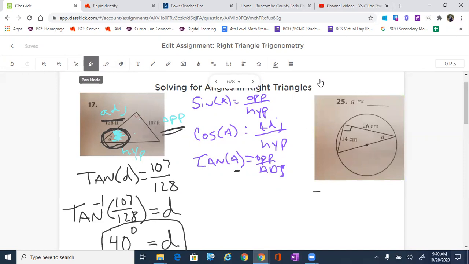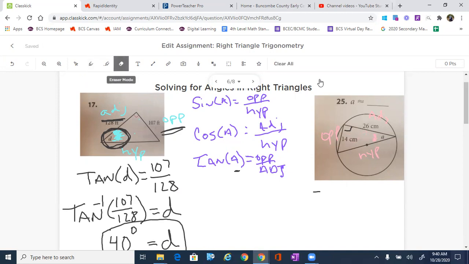Now I label my sides, and I'm going to shade my angle and label my sides. So let's do that. I'm looking for A. This is the hypotenuse, and I know it's the hypotenuse because it's clear across from the right angle. And from there, I am going to label my opposite and my adjacent. So opposite is clear across, okay? And then adjacent is right next to it. That is not the hypotenuse, okay?